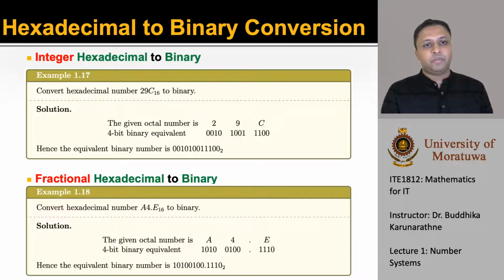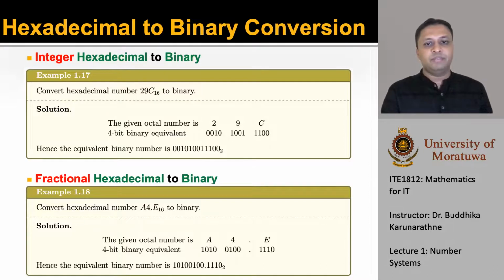Right. So how do we do it when we have a fractional part? The next example is about that. Convert the hexadecimal number A4.E in the hexadecimal format. Similarly, we write down the number. We treat this as 2 parts, the integer part and the fractional part. You have A4 point E. And what you do is a similar thing: you write down the equivalent binary number in 4 digits.